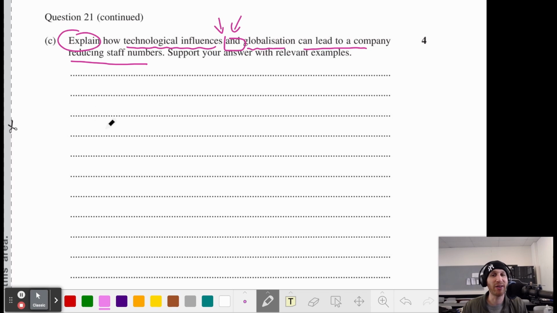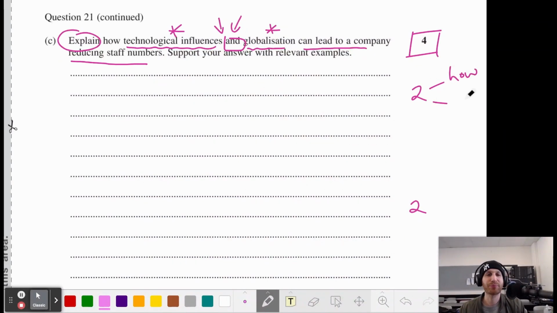If I set it up, and again, this is not a model answer, this is just how I would approach it, here we can see 4 marks on offer. Okay, 2 things, technology and globalization. So again, this seems to me like a 2 by 2. One part would be the how, and then the other part would be the example, because the question has specifically asked for relevant examples. So if you don't provide those examples, you can't access those higher marks.